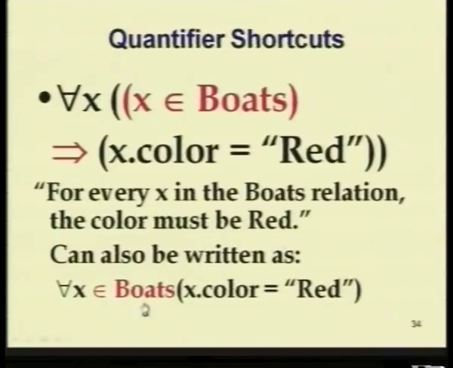Now, the difference between these two is this one says that for all the tuples belonging to the boards relation, the color, if color is an attribute, has to be red. This one says that there should be at least one tuple in the boards relation whose color is red.